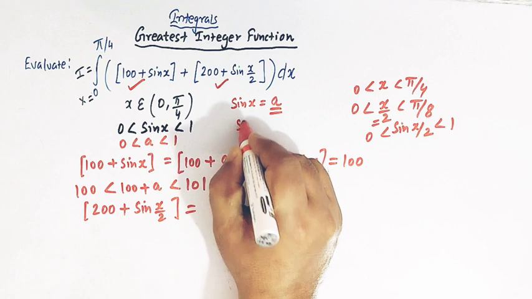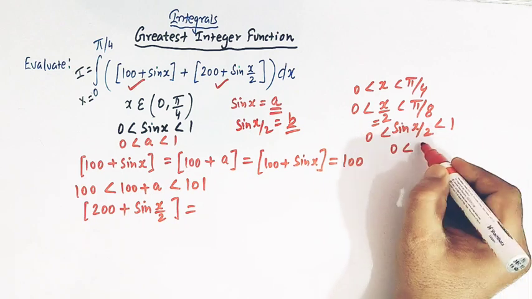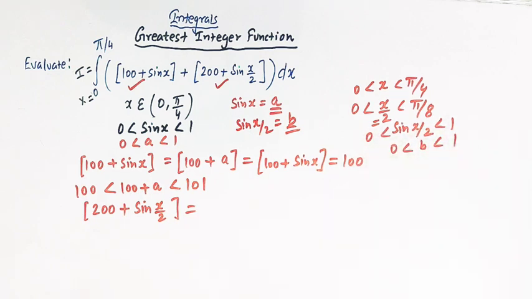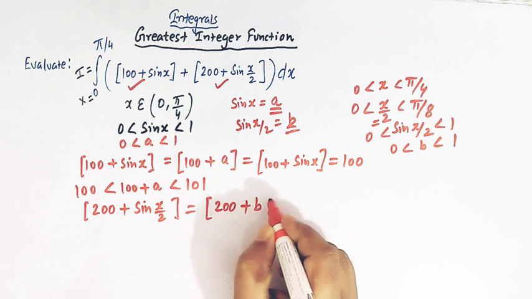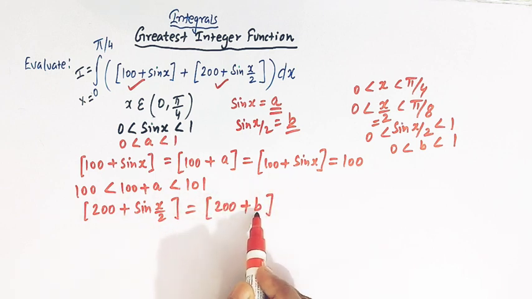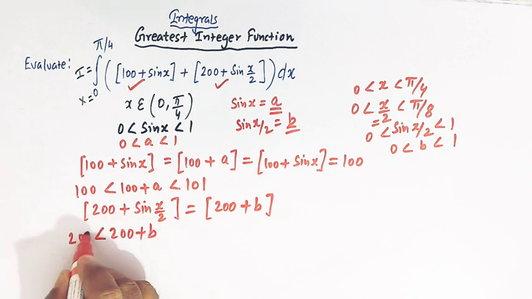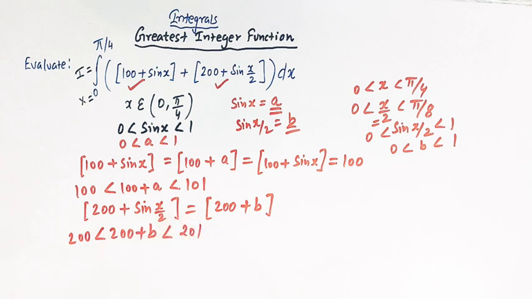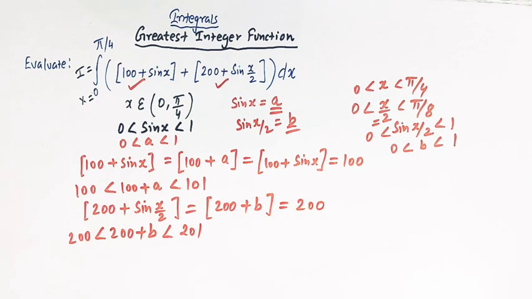So let us take sine x over 2 as b. So we have 0, b, and 1. The greatest integer of 200 plus sine x over 2 can be written as 200 plus b, and we can see that this quantity 200 plus b is greater than 200 but less than 201. So the greatest integer of 200 plus b, which is 200 plus sine x over 2, is equal to 200.